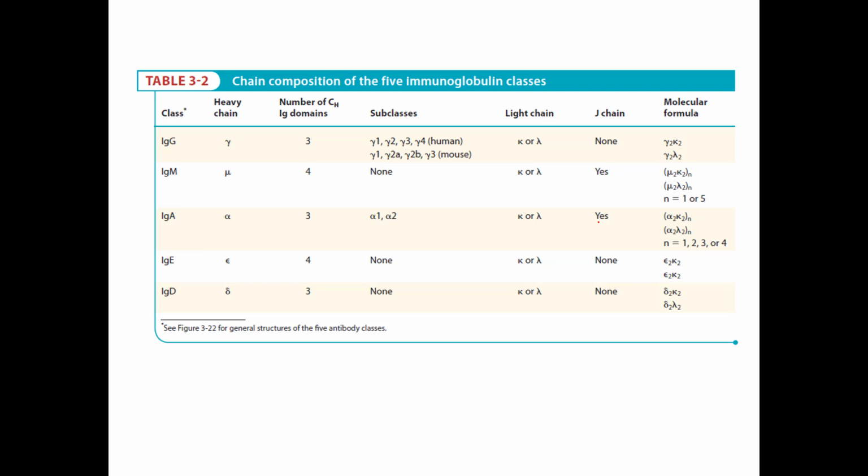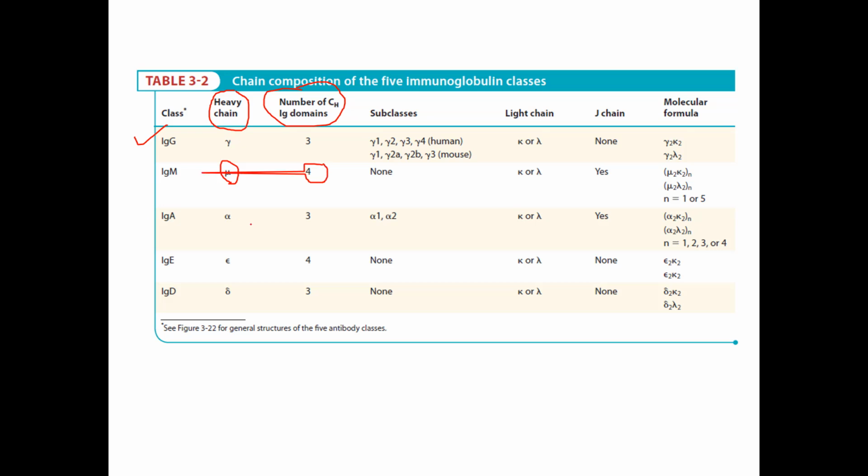There are five different immunoglobulin classes, and they are differentiated based on the composition of the heavy chain as well as the number of Ig domains, that is, the constant Ig domains. First of all we have IgG, which is composed of the heavy chain gamma, and it consists of three constant domains. IgM is composed of heavy chain mu, and it consists of four constant domains.